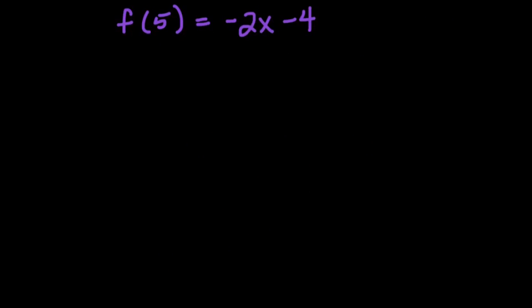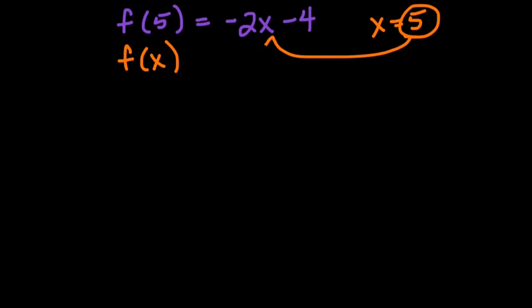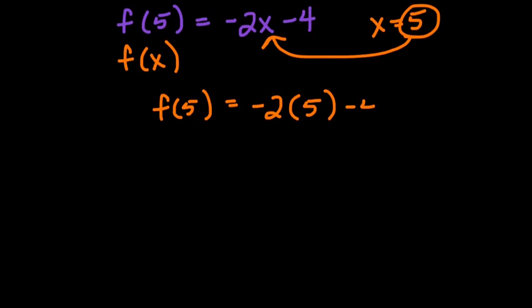So this is a similar problem. Here it's asking us to find f of 5. So again, this is usually written f of x, and that means that I want to change the x to a 5 in this equation. So I'm going to take x equals 5 and plug it in where I see that x value there. So I'm going to find f of 5 is equal to negative 2 times 5 minus 4.